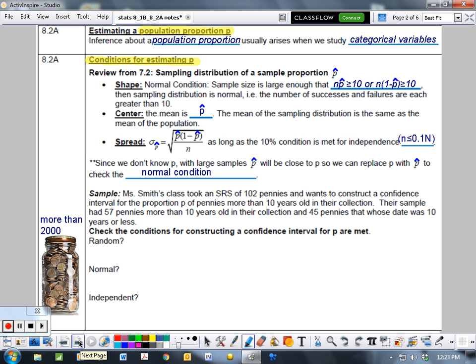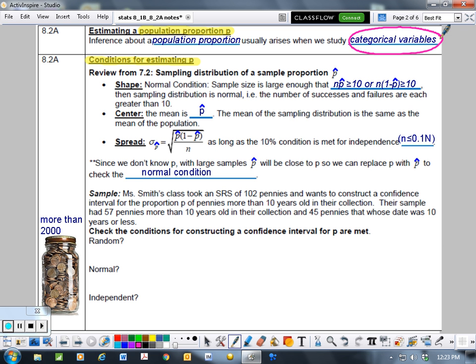Okay, and so now we're into section 8.2a, and what we're going to look at is estimating a population proportion. And so now we're doing confidence intervals for a population proportion. Inference about a population proportion usually arises when we study categorical variables. So again, categorical variables here with our proportions. So 95% in this category, 5% in that category.